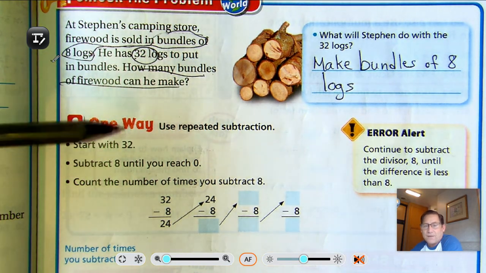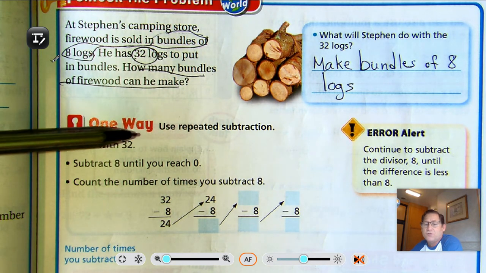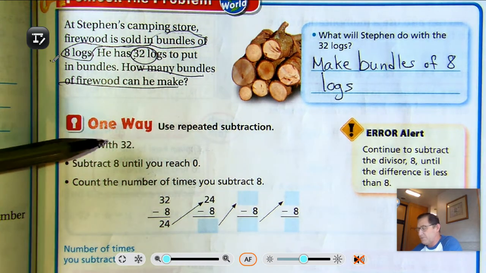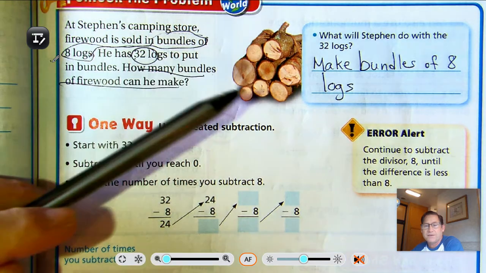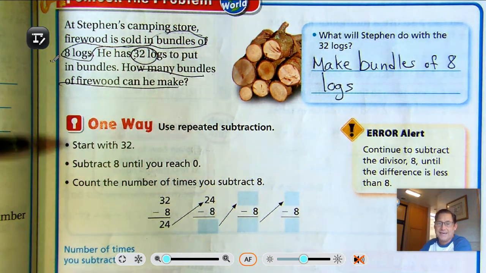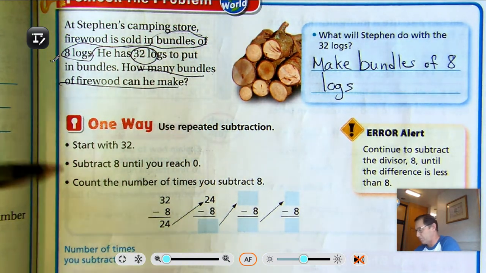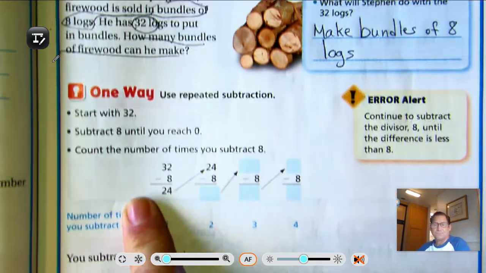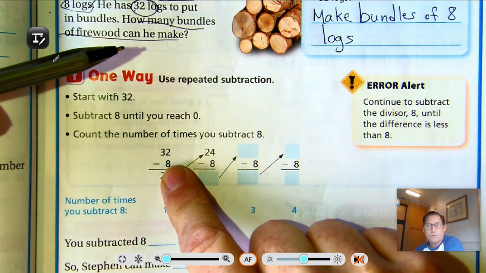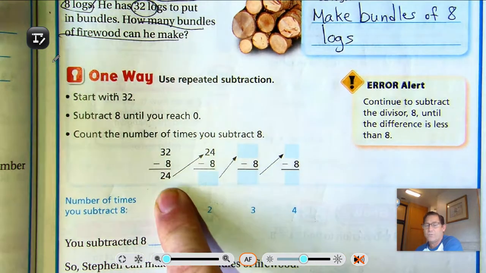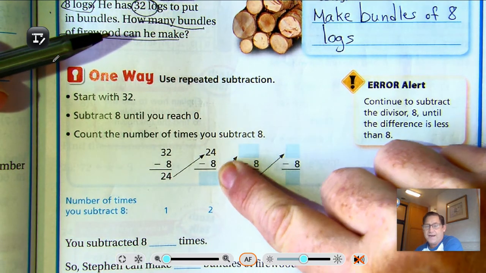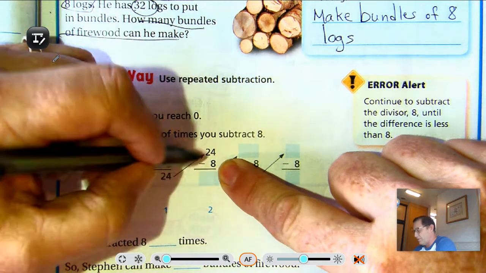So one way, and we haven't talked about this in a while, is to use repeated subtraction. Division basically means repeated subtraction, right? We've talked about that. So we're going to start with 32, and because we're putting them in groups of 8, we're going to subtract 8 until we reach 0. And then we're going to count the number of times we subtracted 8. If we take 32 and put one bundle of 8, that leaves us with 24 logs.